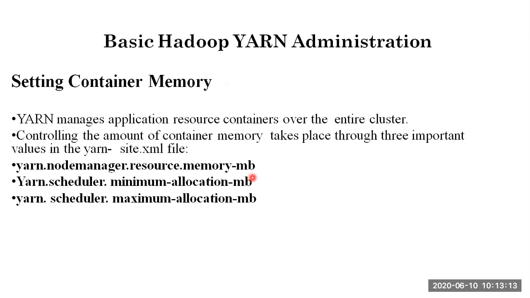So, as I told you, let us discuss each thing one by one. Setting container memory: this is where we will be trying to allocate application resource containers for the entire cluster. This can be done in three ways. One is yarn.nodemanager.resource. These are the three properties which will be there in the yarn-site.xml file, which will help us to set container memory in Hadoop.